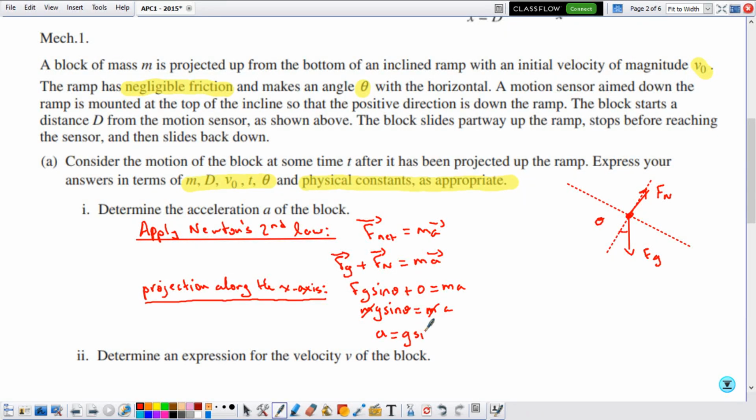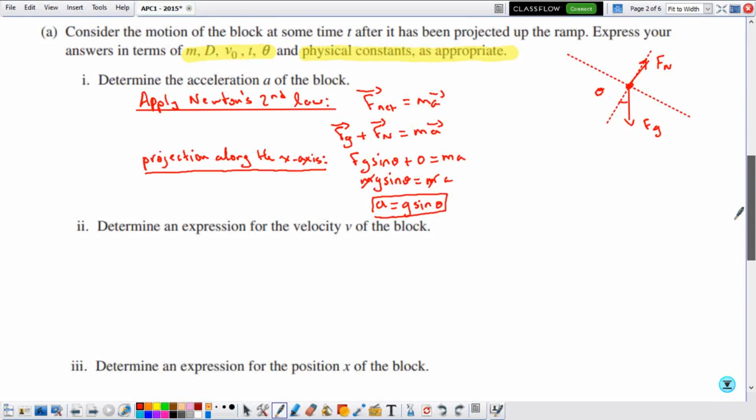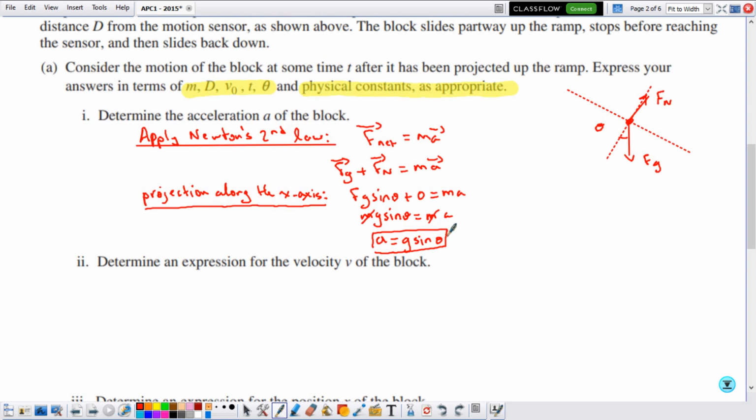Since this is a derived expression, let's refer back to the question. Indeed, it has been expressed in terms of the physical constant g and the angle theta. However, sine is a function, so don't expect that they will tell you to express your answers in terms of the sine or cosine functions. Now we know that because the acceleration is constant, the block along the upward or downward motion will obey uniform varied motion.